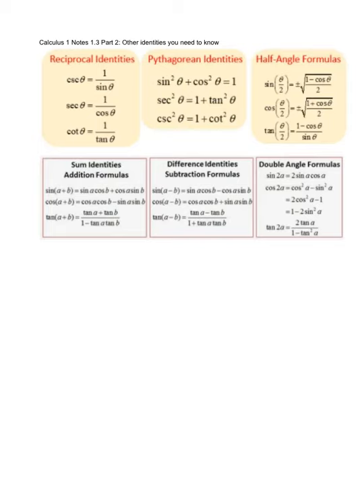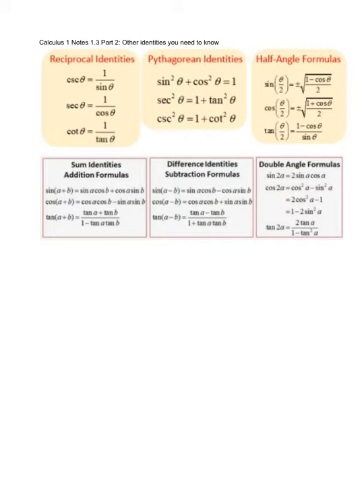This is part 2 of section 1.3. You need to also be aware of a bunch of identities that are used frequently in calculus. For example, as we said, cosecant of theta is the reciprocal of sine, and secant of theta is the reciprocal of cosine, and cotangent theta is the reciprocal of tangent.